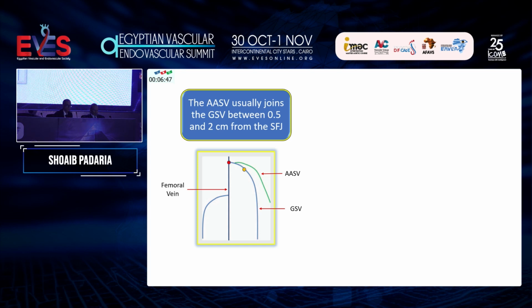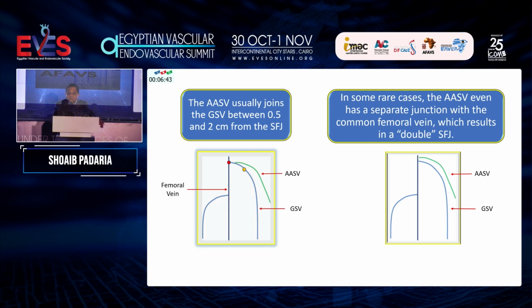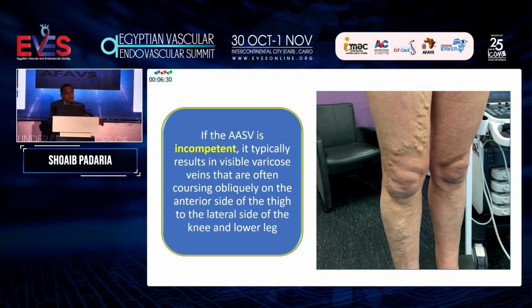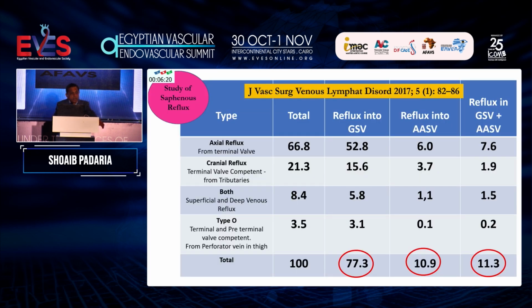Now the AASV usually joins the GSV between about 0.5 and 2 centimeters from the SFJ. In some rare cases, however, the AASV may actually have a separate junction with the common femoral vein, which results in what we call something like a double SFJ. Now, if the AASV is incompetent, it typically results in visible varicosities, which are seen coursing obliquely on the anterior side of the thigh to the lateral side of the knee and the lower leg.